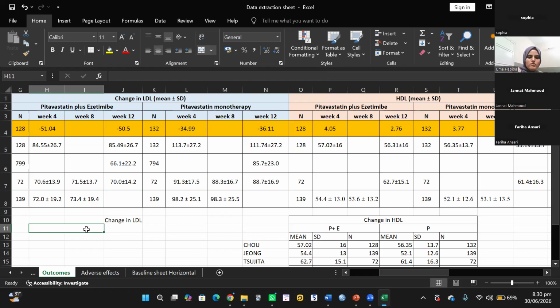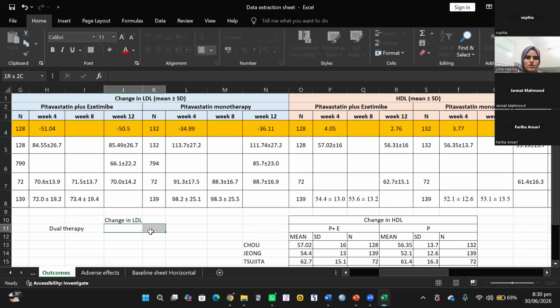Here I'm going to write dual therapy, just dual therapy. You can write the names of drugs as well. If you want to do it with me, you can absolutely do it, because then you can perform analysis with me. Just open Excel and do what I'm doing. Just copy numbers from my screen.